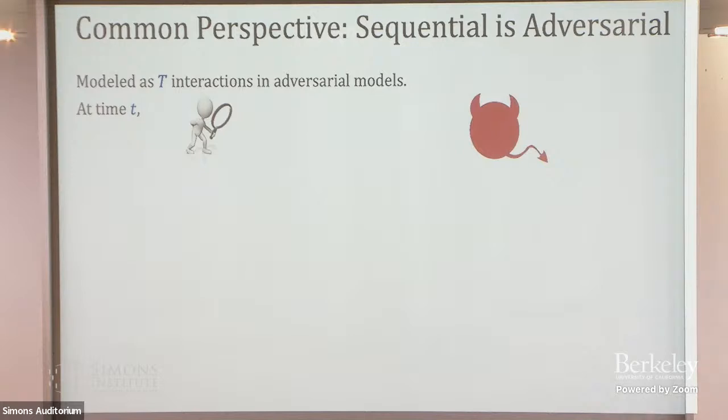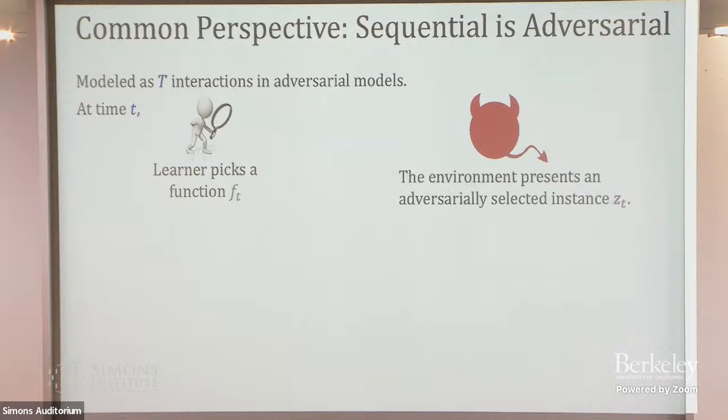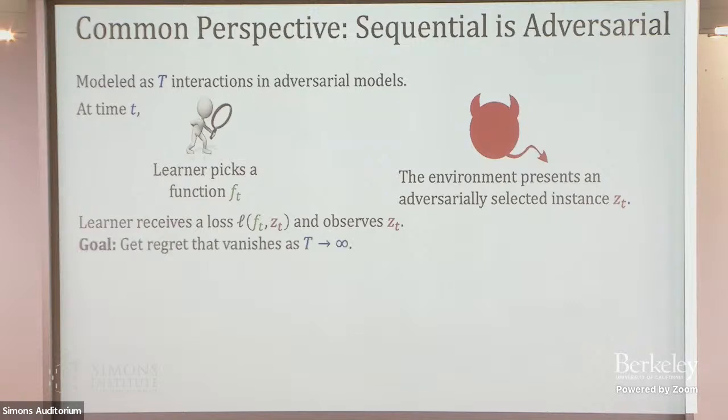So this is sequential decision-making perceived as an adversarial model of online learning or online optimization with full information. One way to think about this is that I have T interactions between a learner and the world, and the world is an adaptive adversary. The learner at every round picks some kind of a function. This could be the prediction function if you want to think about binary classification. Then the environment will react to it and usually select some adversarially chosen instance and show it. The learner gets a loss and then also gets to see what was chosen by the adversary. And the idea is that we want to get a regret that is vanishing.